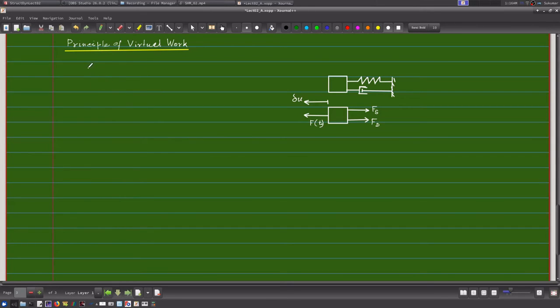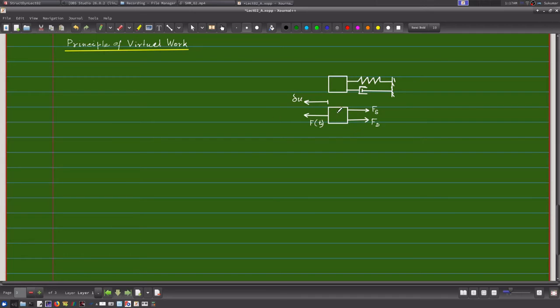In the principle of virtual work, what we do is apply a virtual displacement to any system, and we find out the work done by various forces over this virtual displacement, and we find that the sum of the virtual work done by the system of forces is 0 in a conservative system, and that is the principle of virtual work. So let us apply this principle to our dynamic system, the spring mass dashpot system.